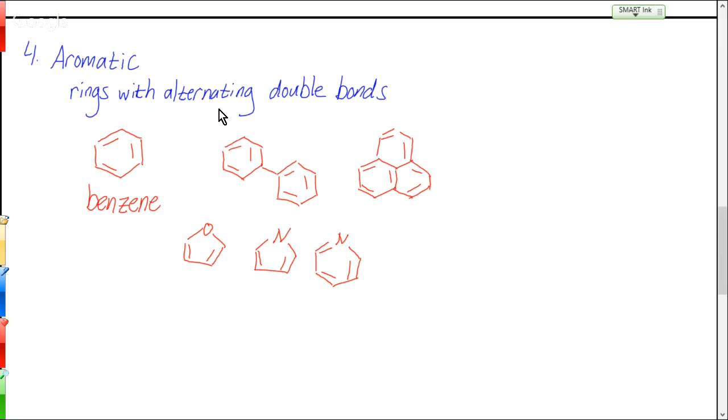So those are aromatic compounds. We're going to see this a lot as we look at different molecules. You'll see it popping up all the time.